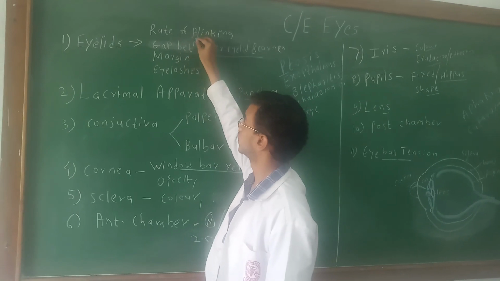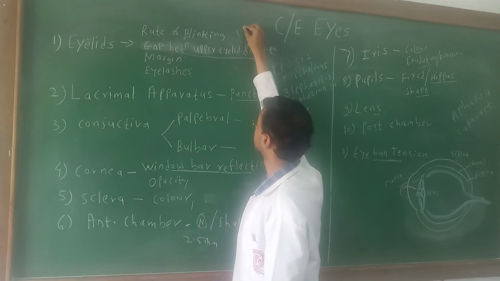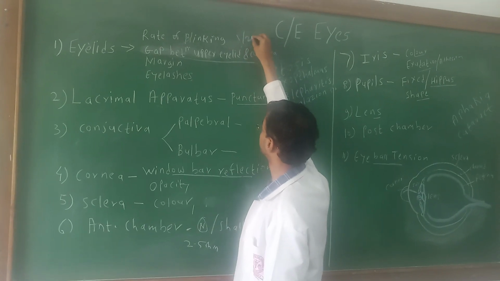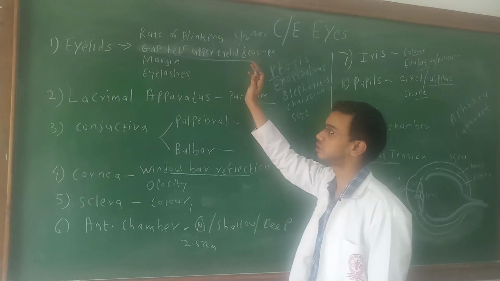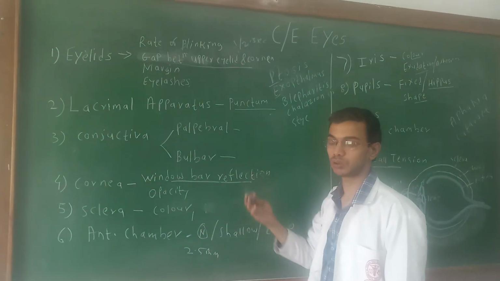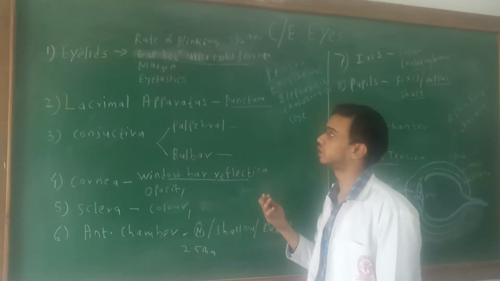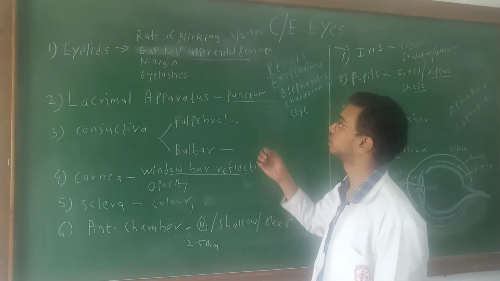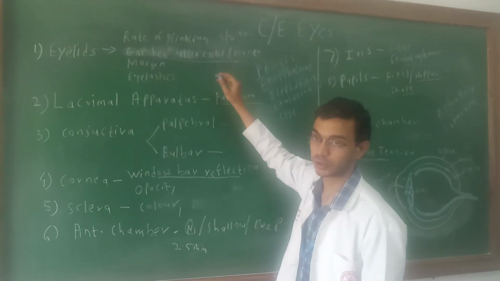We have to see the rate of blinking. Normally it is one blink per 2 to 3 seconds, so on average around 12 to 15 per minute. This is the normal blinking rate. In case of foreign body sensation, injury, or conjunctivitis, the rate of blinking may increase.